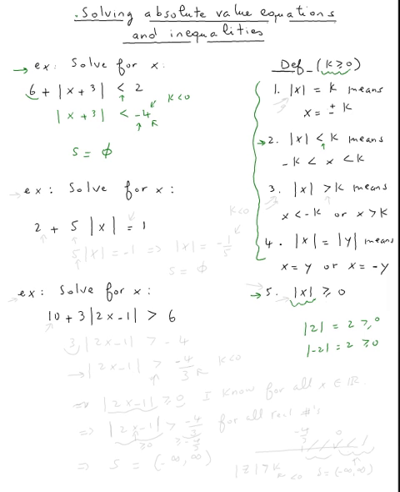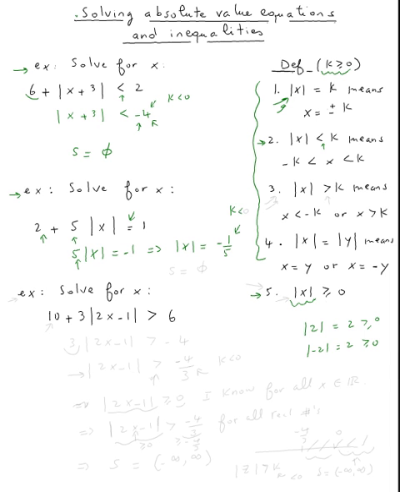Now let's do example 2. Example 2 is kind of the same. There's equality, so we're thinking we're going to use number 1. However, let's first get rid of the 2 and the 5 to make it look like 1. We subtract 2 from both sides. We get 5 times absolute value of x equals 1 minus 2, which is negative 1. Divide both sides by 5 to get rid of the 5. Absolute value of x is equal to negative 1 over 5.